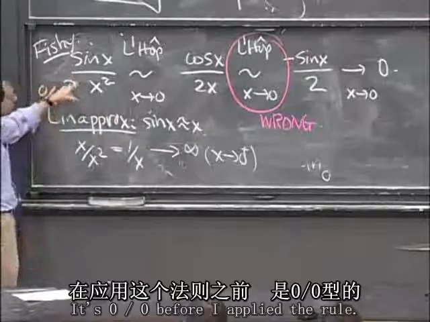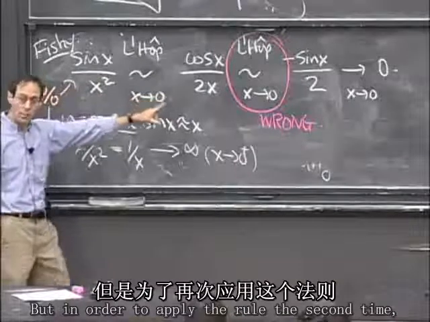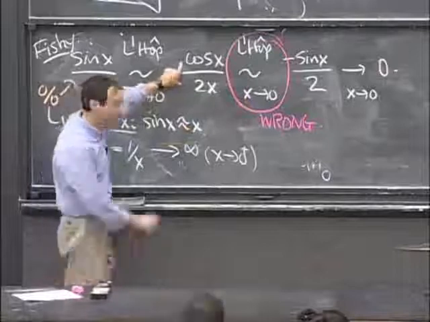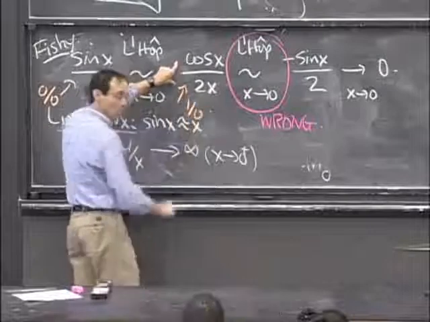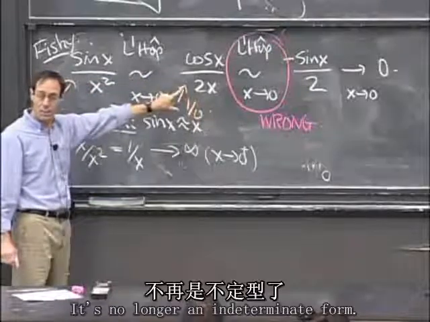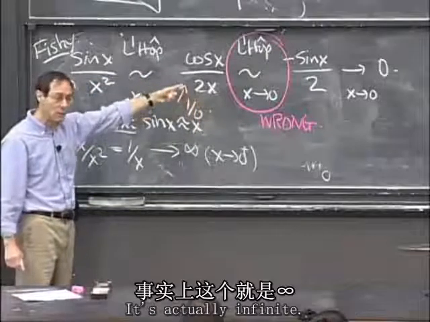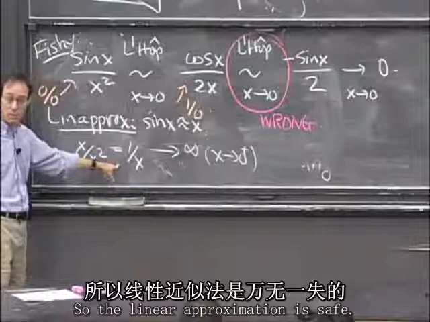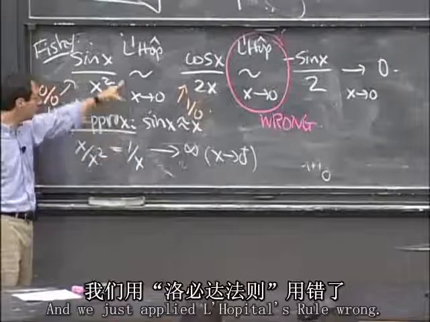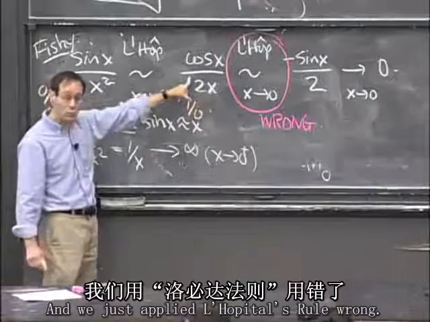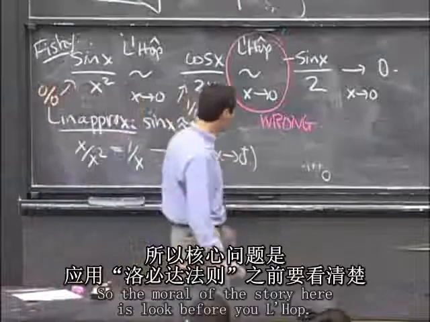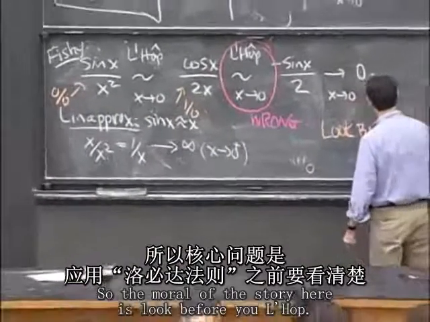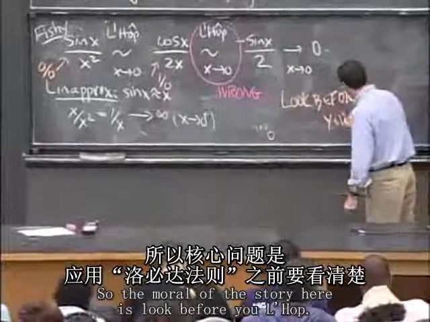It's 0 over 0 before I applied the rule. But in order to apply the rule the second time, it still has to be 0 over 0. But this one isn't. This one is 1 over 0. All right? It's no longer an indeterminate form. It's actually infinite, either plus or minus depending on the sign of the denominator, which is just what this answer is. So the linear approximation is safe, and we just applied L'Hopital's rule wrong. All right? So the moral of the story here is look before you lop.